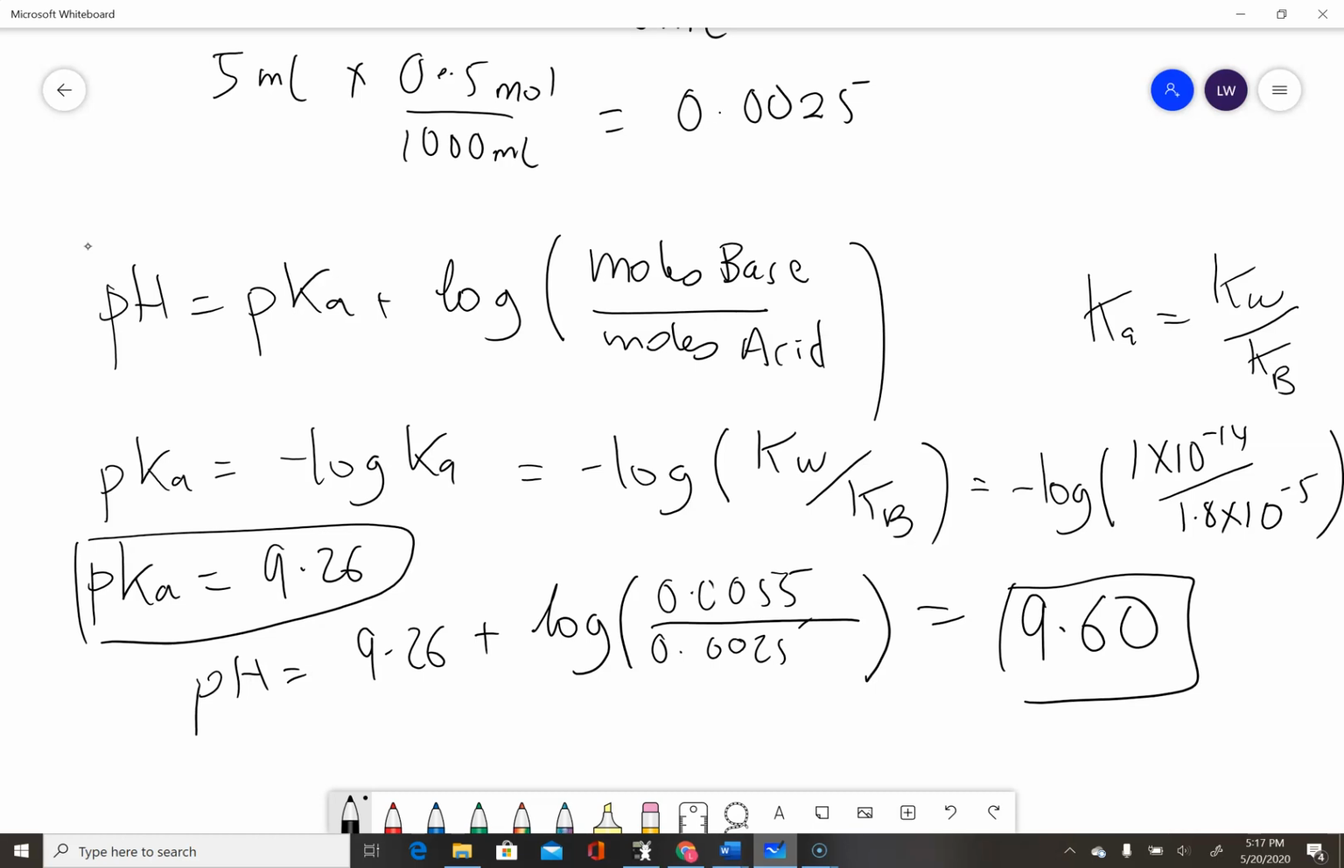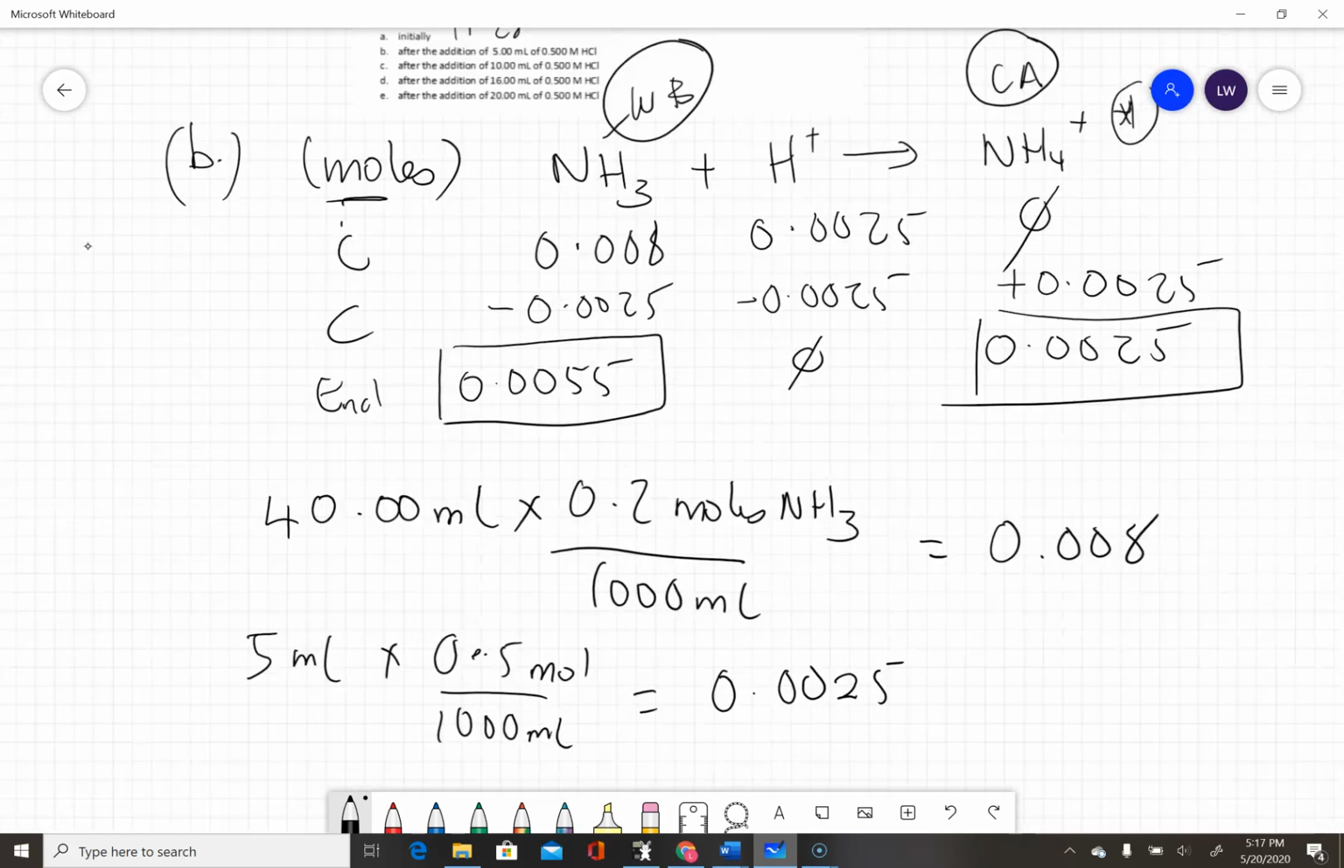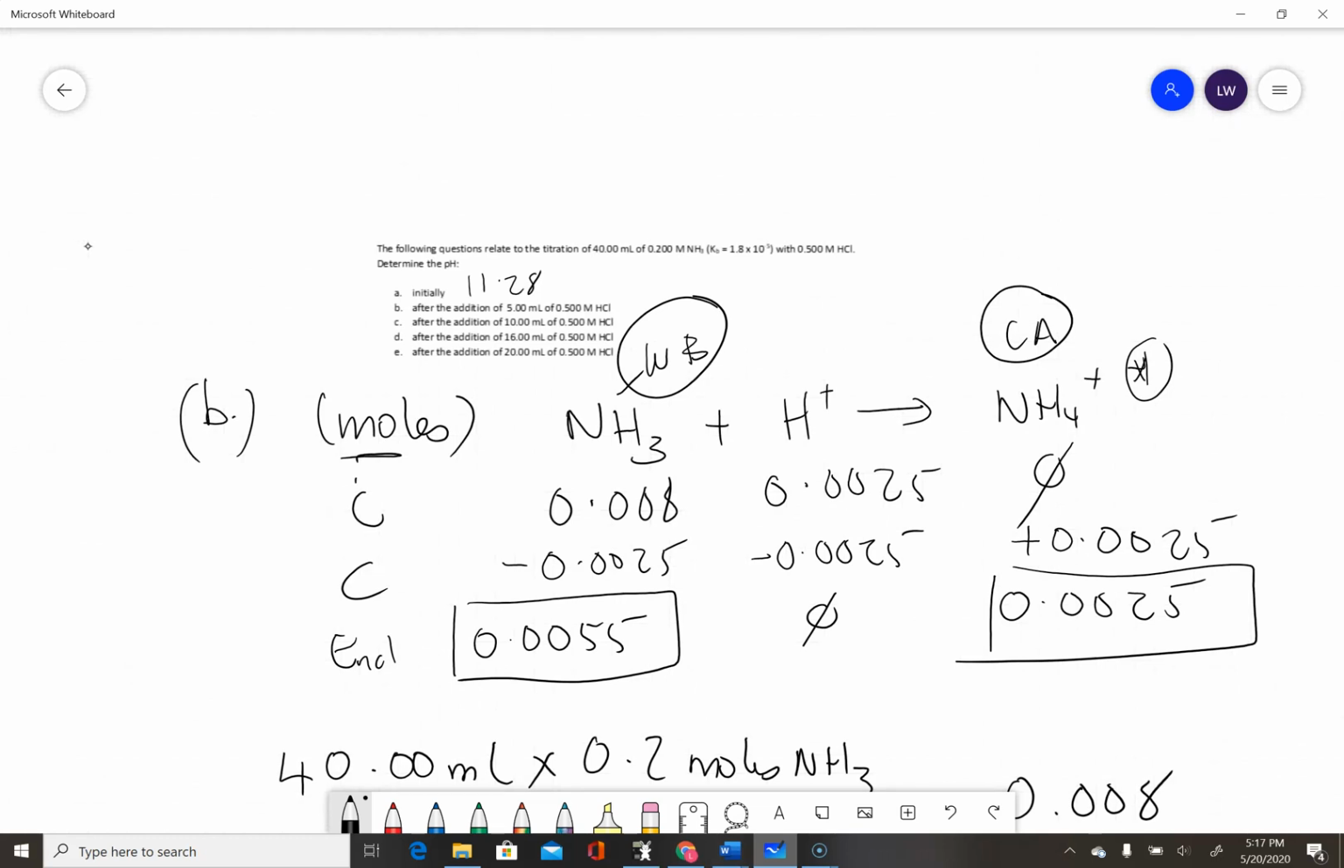So let's compare that to where we started. We started at 11.28, and after 5 mils we're down to 9.60. So this video describes how we calculate the pH when we're in the buffer region of the titration curve.